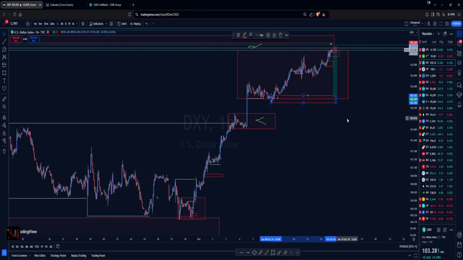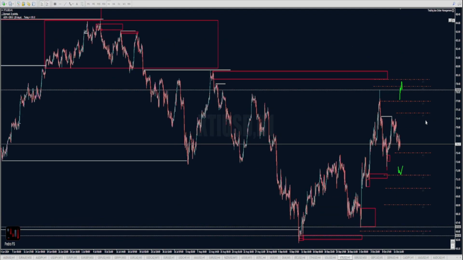In terms of gold, silver, not really touching it at this point. Oil as well continues to be in the middle. I don't really look at it.